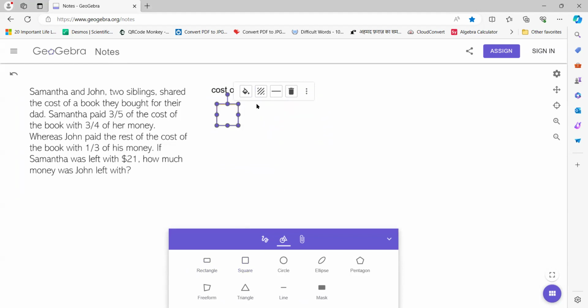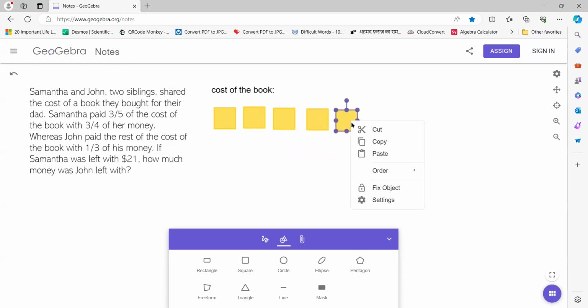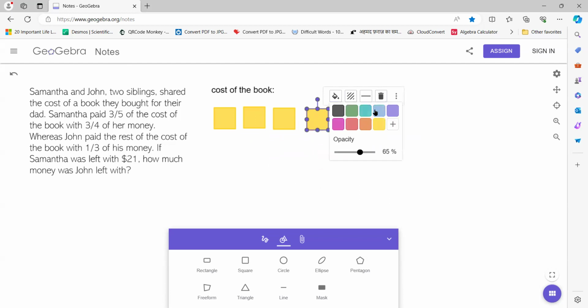Let's make it yellow. Okay. So again, let's say the book is represented by these five squares. And each square represents a certain amount. I'm going to explain my picture in a second. All right, this is the cost of the book.